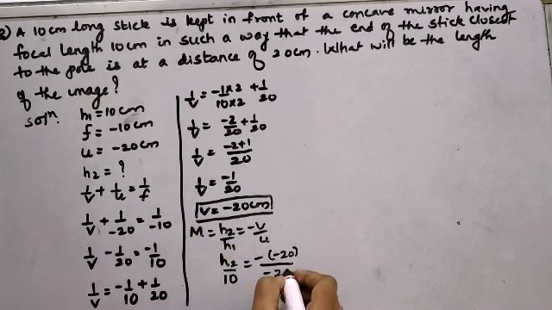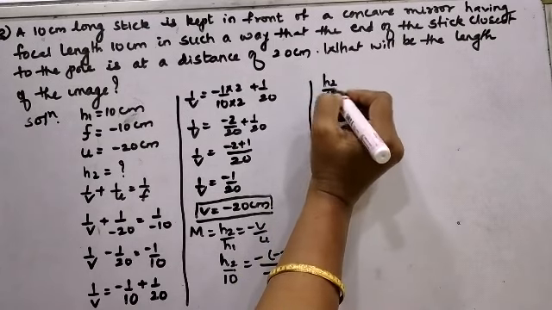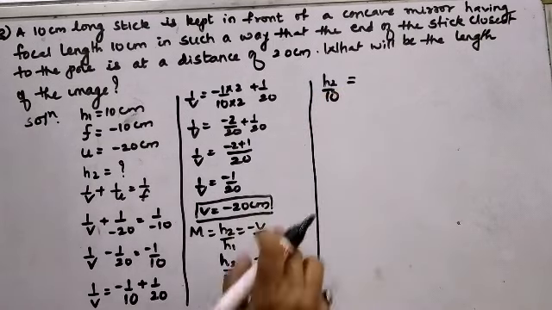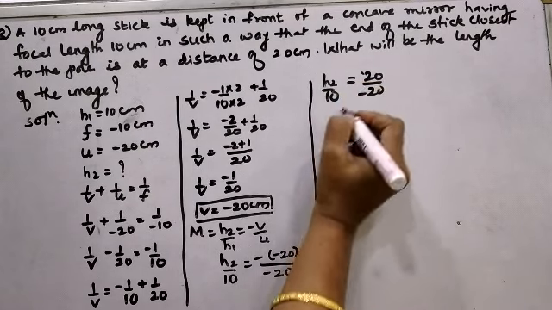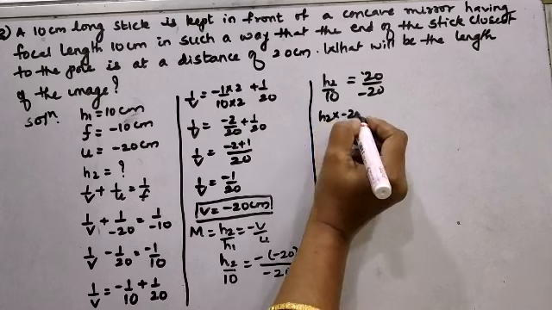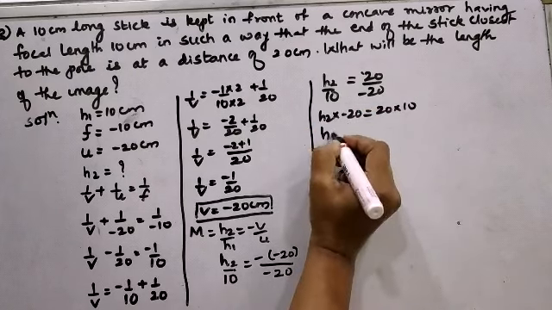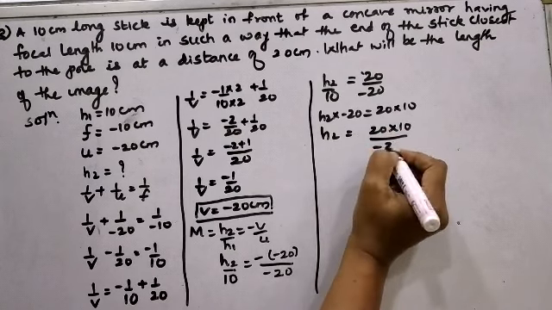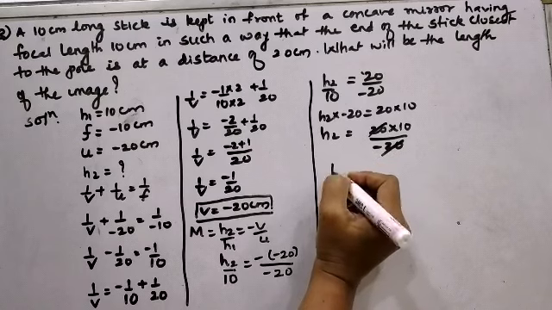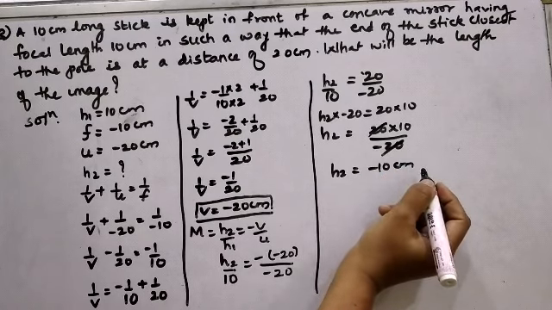U is also minus 20. So h2 upon 10 is equal to minus into minus will be plus 20 upon minus 20. So h2 into minus 20 is equal to 20 into 10. So h2 will be equal to 20 into 10 divided by minus 20. So 20 will get cancelled. h2 is equal to minus 10 centimeters.